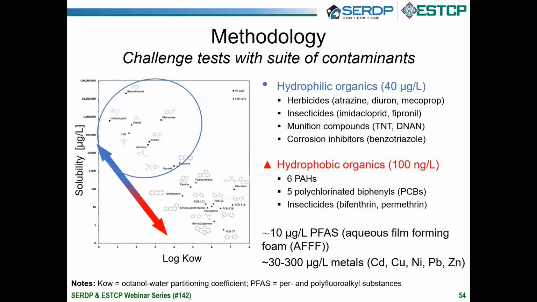So these hydrophilic compounds, the ones shown in the blue circle here, have the lowest tendency to sorb and the greatest water solubility. Those are the ones that would be least likely to be removed in a conventional stormwater control measure.